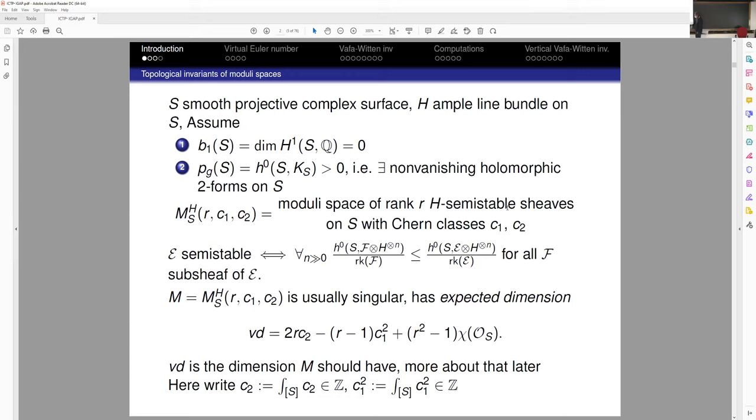And obviously the virtual dimension is 2rc2 minus (r minus 1) c1 squared plus (r squared minus 1) times the holomorphic Euler characteristic of S, where c1 and c2 are the Chern classes. If you don't remember, I expect most people know what they are, but they are some cohomology classes which tell us how far away the bundle is from being trivial. Here on the surface, we can evaluate c1 squared on the fundamental class, and the second Chern class can also be viewed as an integer. And so then this is just a number.